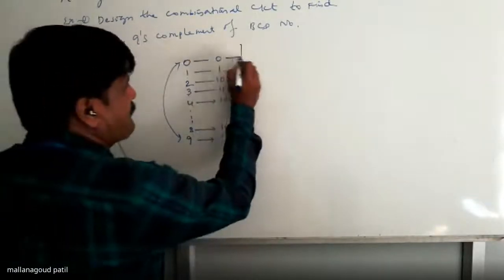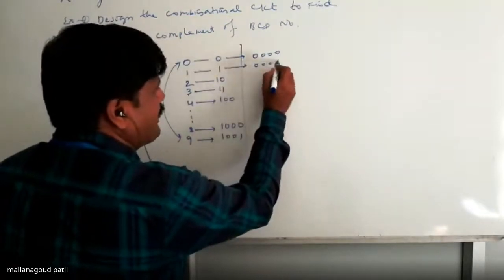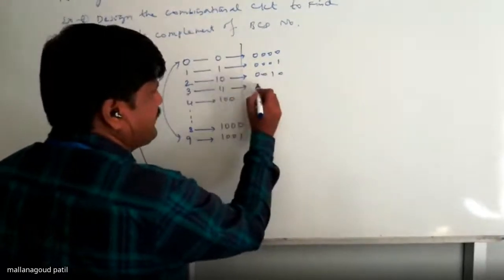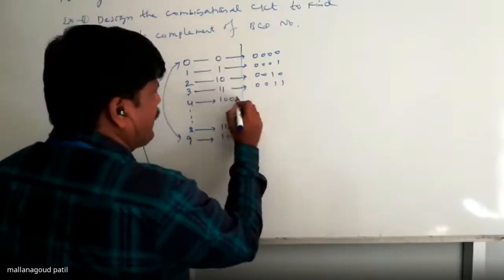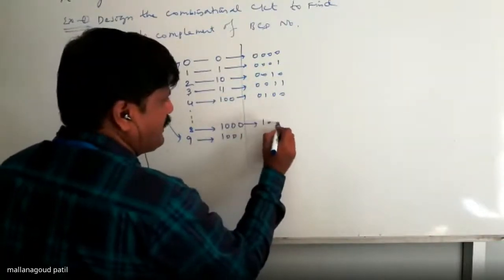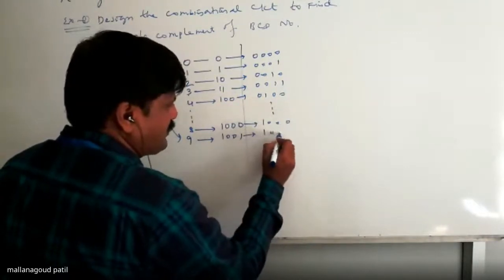Then how can I represent 0? 4 zeros. How can I represent 1? 0, 0, 0, 1. How can I represent 2? 0, 0, 1, 0. How can I represent 3? 0, 0, 1, 1. How can I represent 4? 0, 1, 0, 0. Then how can I represent 8? 1, 0, 0, 0. How can I represent 9? I can write 1, 0, 0, 1.